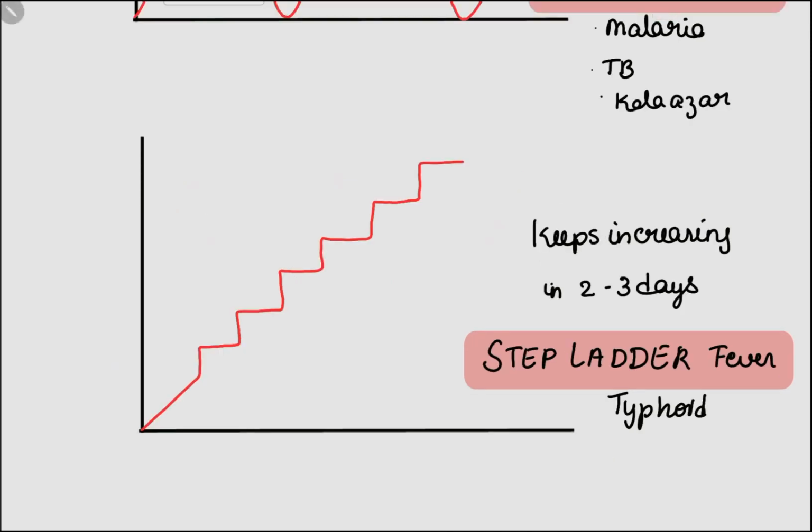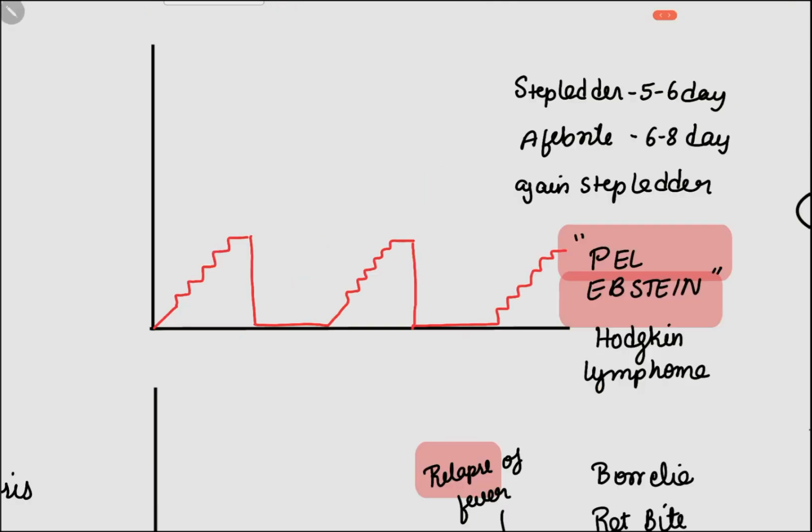Next, we have step ladder fever. Here, the fever keeps increasing in 2 to 3 days in step ladder fashion. There is an increase and there is flattening of the wave. Then there is again an increase, there is flattening. So it keeps increasing in 2 to 3 days. It's typically seen in typhoid.